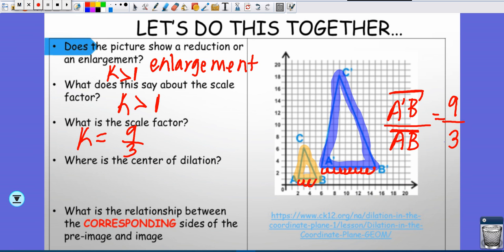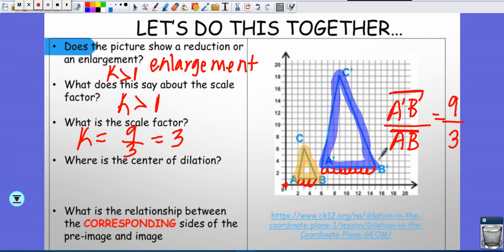The reason why I did those is because if these are similar, then the lengths of these corresponding sides should be a ratio. Side A prime B prime corresponds to side AB. So if I do the math here, 9 divided by 3 is 3. So the scale factor here is 3. So if my center of dilation is the origin, I took each one of these coordinates and multiplied it by 3 to get the new coordinates for the enlarged figure.